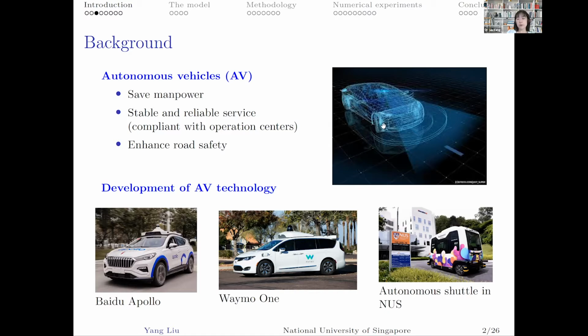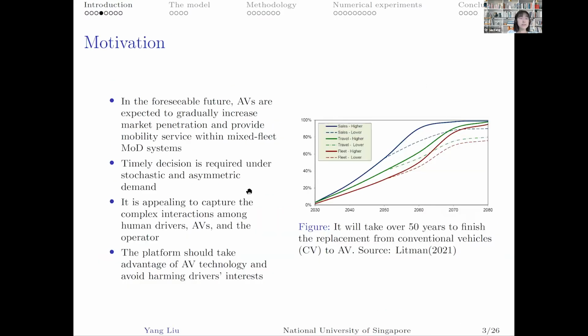On the lower left corner, we have this autonomous shuttle that has been running in the NUS campus. This is actually one of the first trials in mixed fleet conditions. The AV operates with other human-driven vehicles, buses, and also motorcycles. So it is showing the benefit of AV.